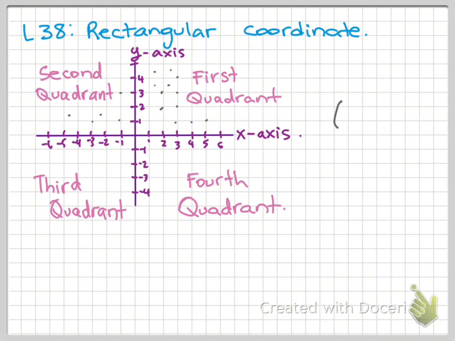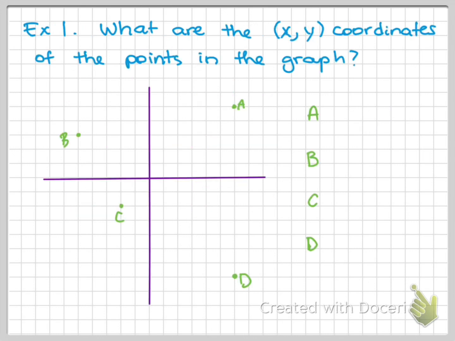Now remember that when we give the location of a point, we use the two coordinates, the x-coordinate and the y-coordinate. X first and then y. So let's look at this first example. It says, what are the x and y coordinates of these points in the graph? So A is here in the first quadrant, and what we have to remember is that this point here in the center is the origin, and the origin is 0, 0.